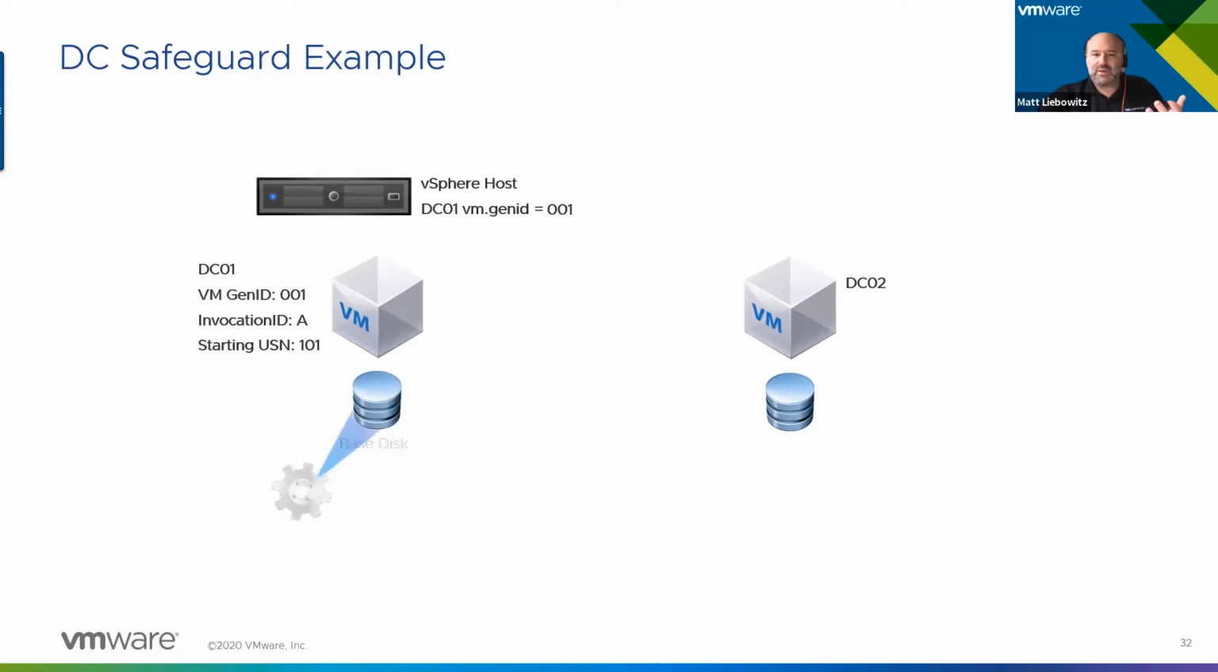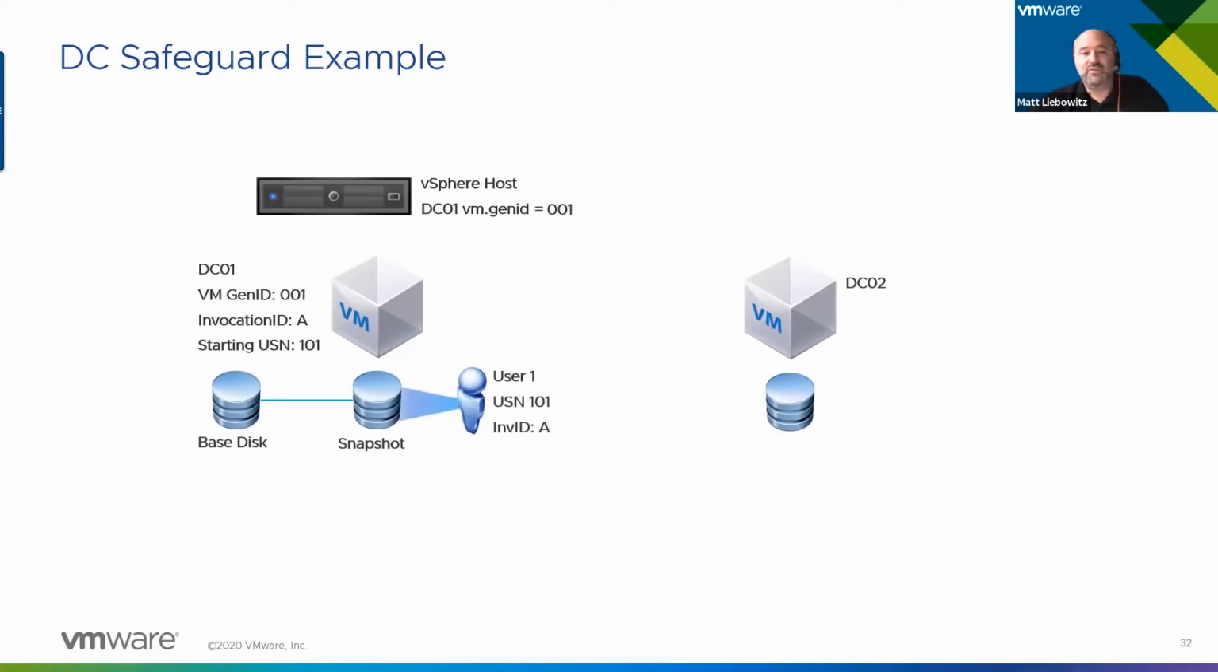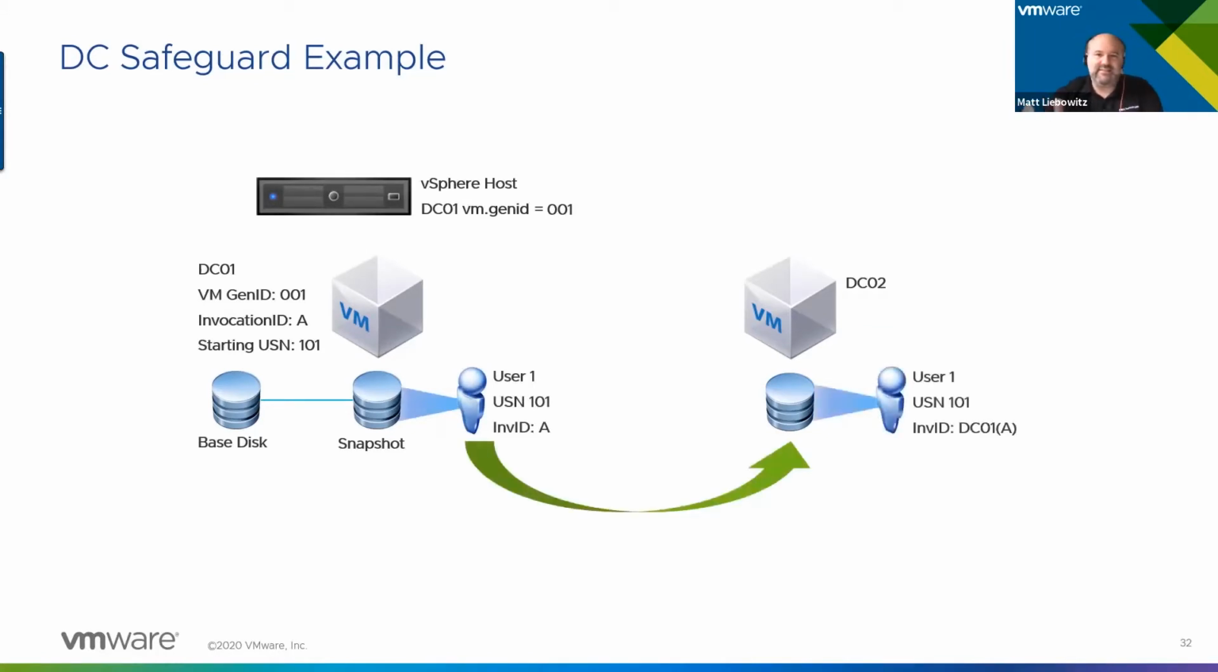So we're gonna take a snapshot, right? Nothing wrong yet, nothing bad has happened. We're gonna create a user one. It's gonna use USN 101 and invocation ID A. It's gonna replicate that to DC02. DC02 is gonna say, I accept this transaction.